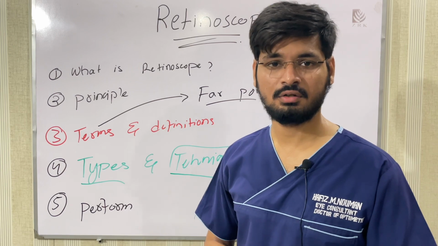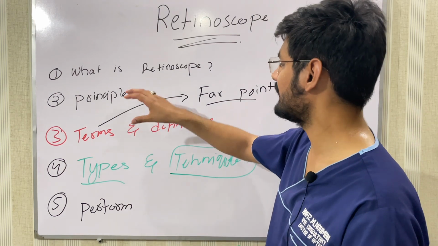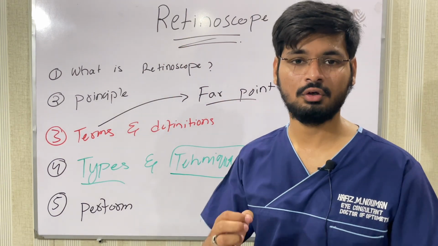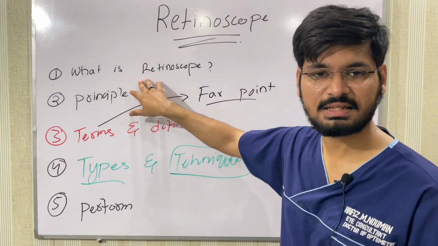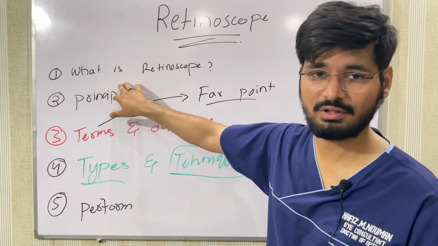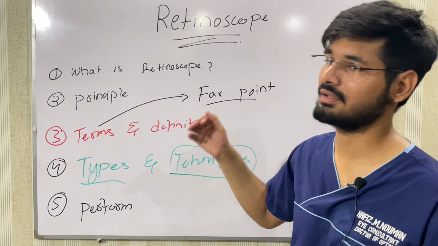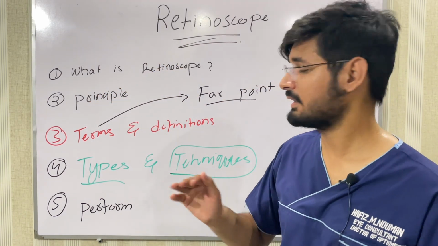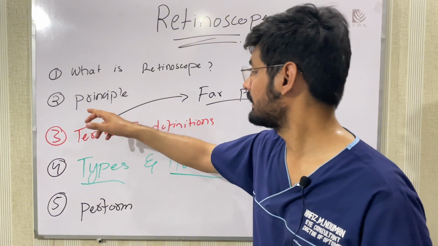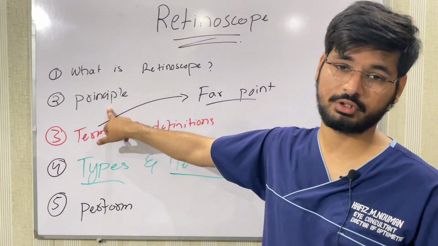In today's lecture we discussed how we will learn about the retinoscope step by step in further lectures. In the first step we will discuss what the instrument is, how it is used, and all the construction of this instrument, and after it we will discuss the principle. The principle is very important in optometry.